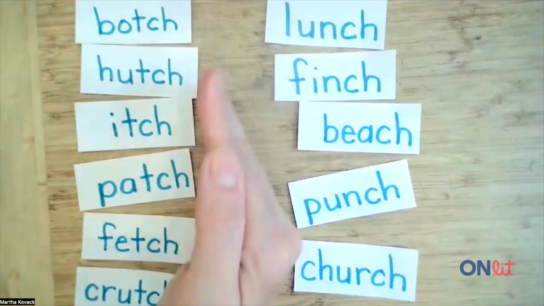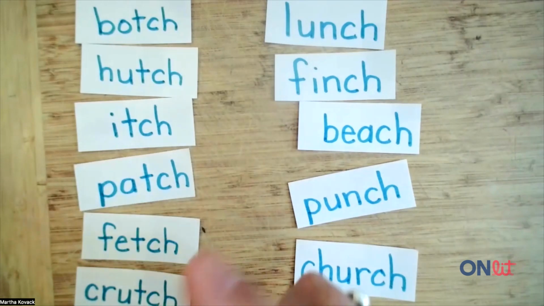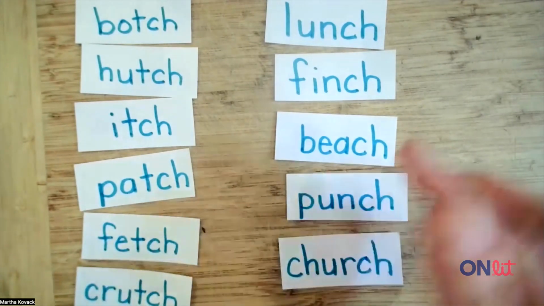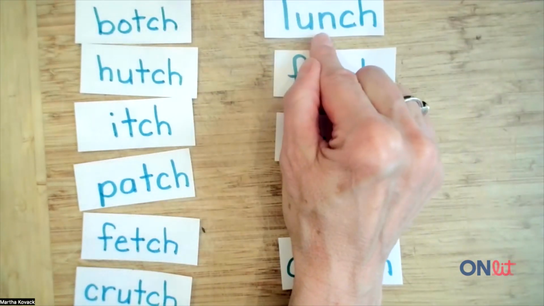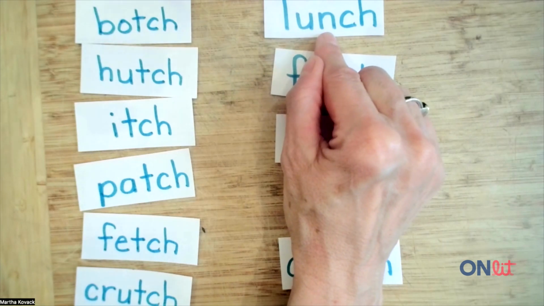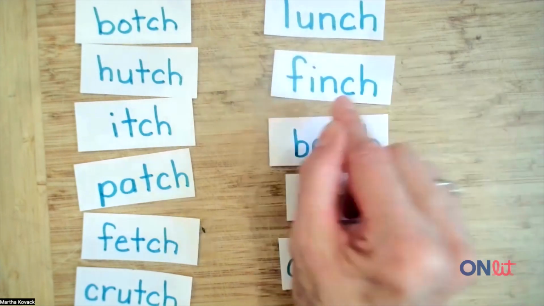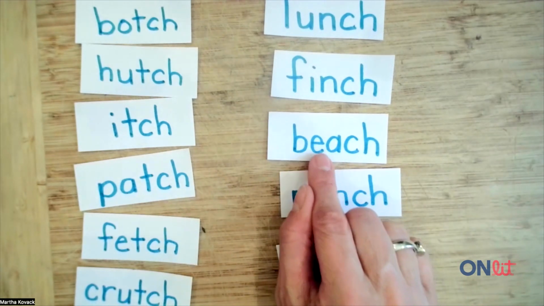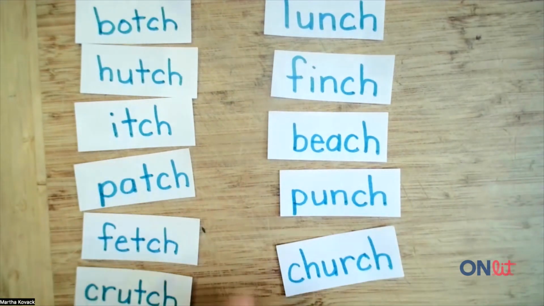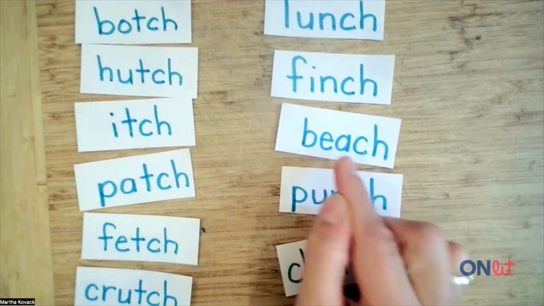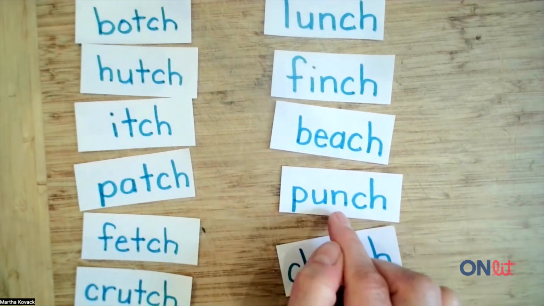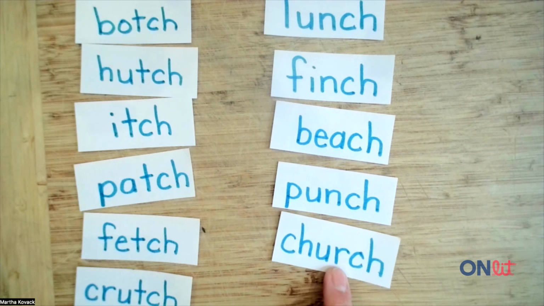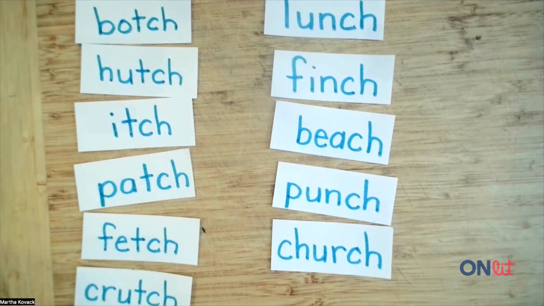But when do we not use TCH? That's where they're going to really learn about this pattern. Do we use it in lunch? No, because the N is already protecting the short vowel. How about finch? Same thing. Beach, the vowel team is strong and it doesn't need any protecting, so we don't need the tiger T. And here, the R is already doing the protecting.